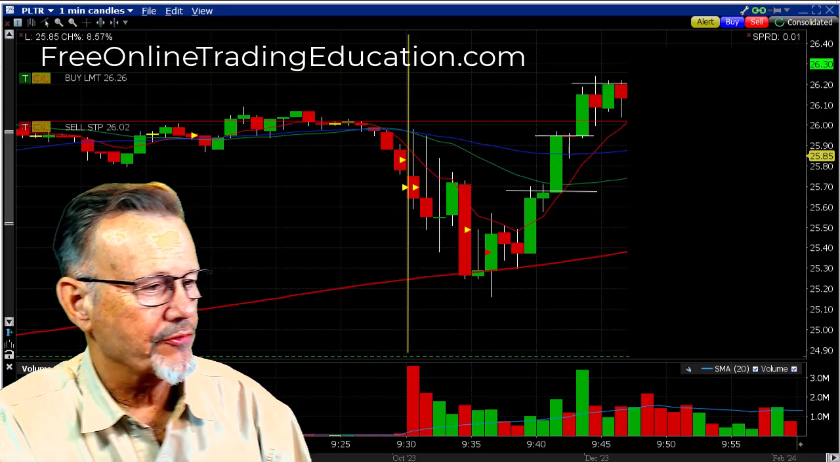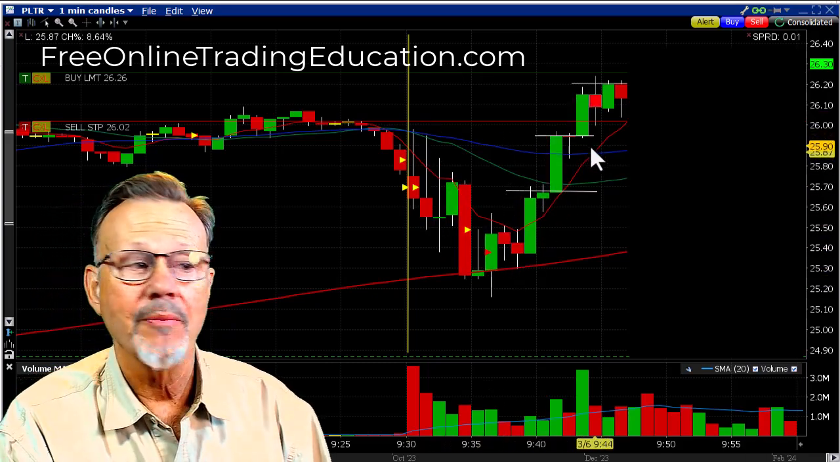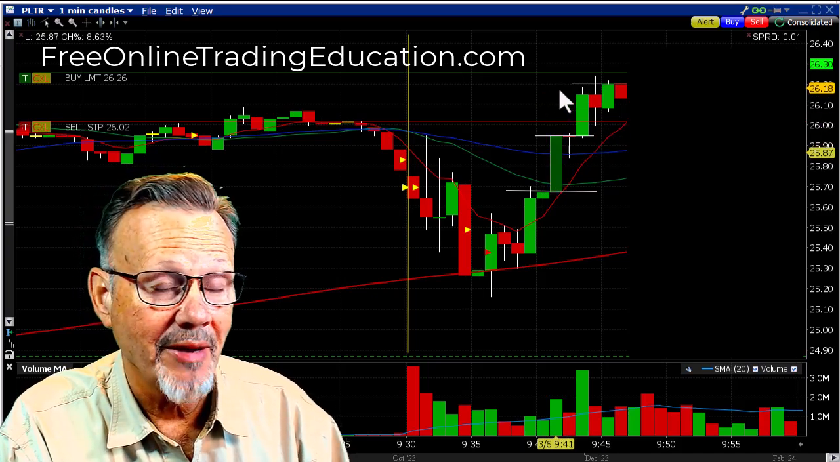PLTR. Here it was after opening. It made a little dip and then it had a high base, then it had another high base, and it was on its third high base right here. Want to know more about what a high base is?